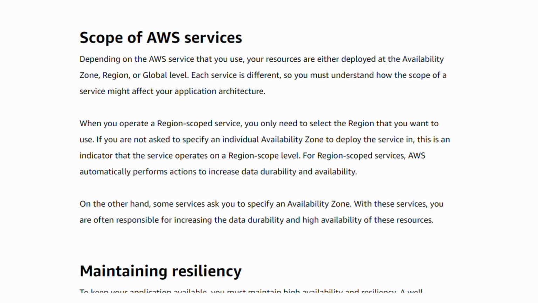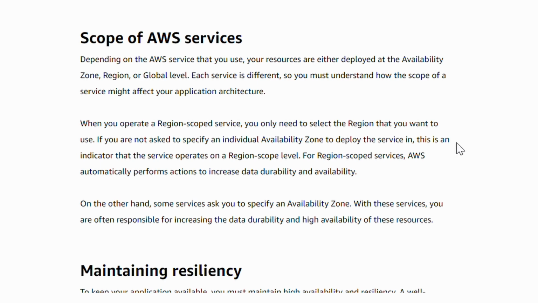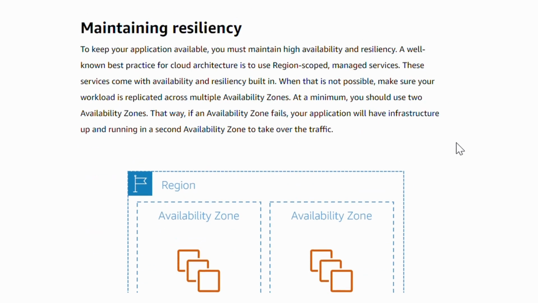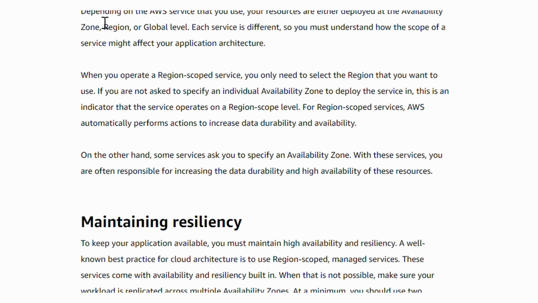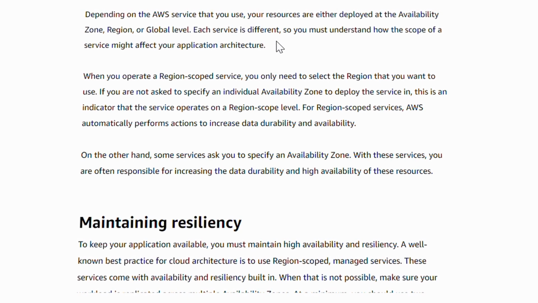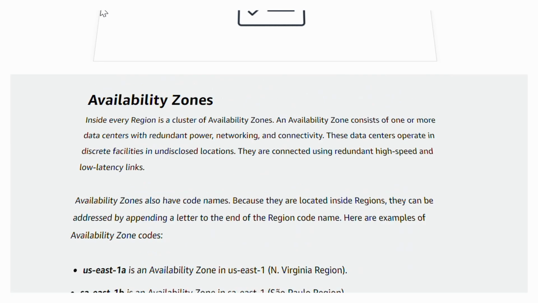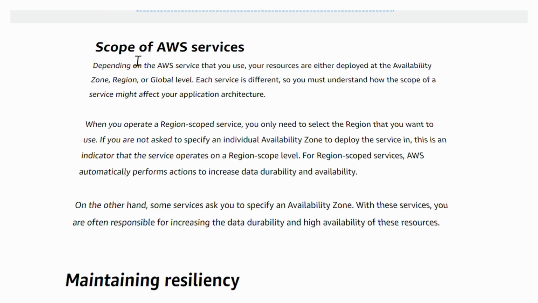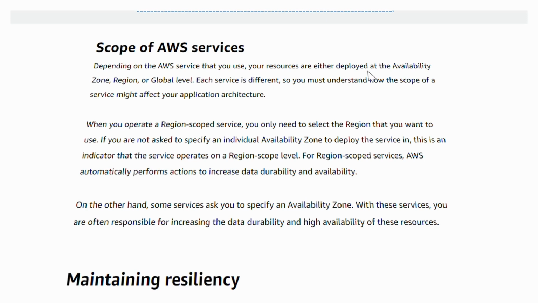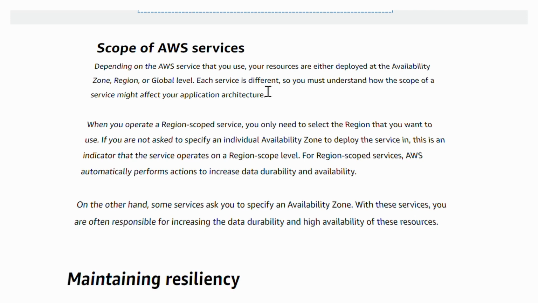And then we talk about the scope of AWS services and maintaining resiliency, and there are a couple of paragraphs. Let's see what this paragraph says. Oh yes, this was the third factor in selecting a region, which says scope of AWS services. There are some services which are not available in every region or every AZ. So depending on the AWS service that you choose, your resources are spread at the AZ, region, or global level. And by AWS services, we mean there are more than 200 AWS services.